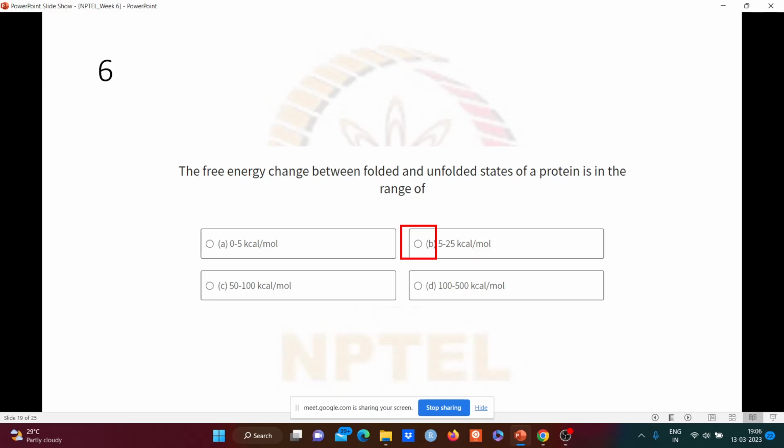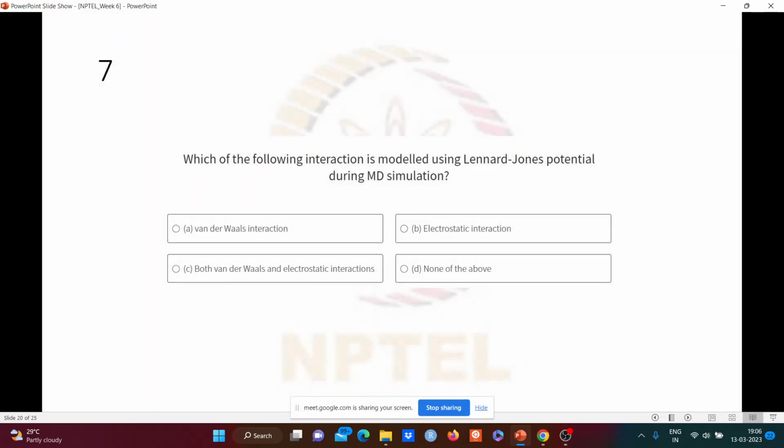Next is: which of the following interactions is modeled using the Lennard-Jones potential during MD simulation? I know MD simulation is not part of this, but here is a basic question.